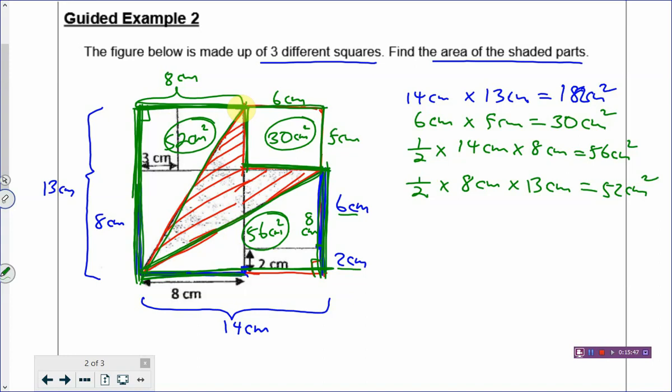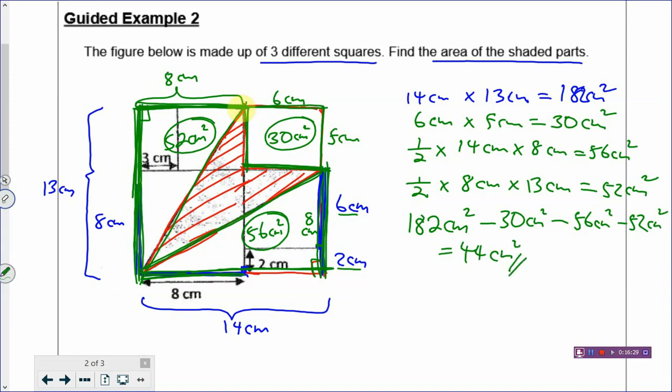Alright, so now how do you find the shaded part? You take the whole area that you have found and you remove what you don't want. So you take out the rectangle, which is 30 cm square, take out the right angle triangle, which is 56 cm square, and you take out the other right angle triangle, which is 52 cm square, and you will get the shaded part that you want. So 182 minus 30 minus 56 and minus 52, and you will get an area of 44 cm square, and that's the area of the shaded part.